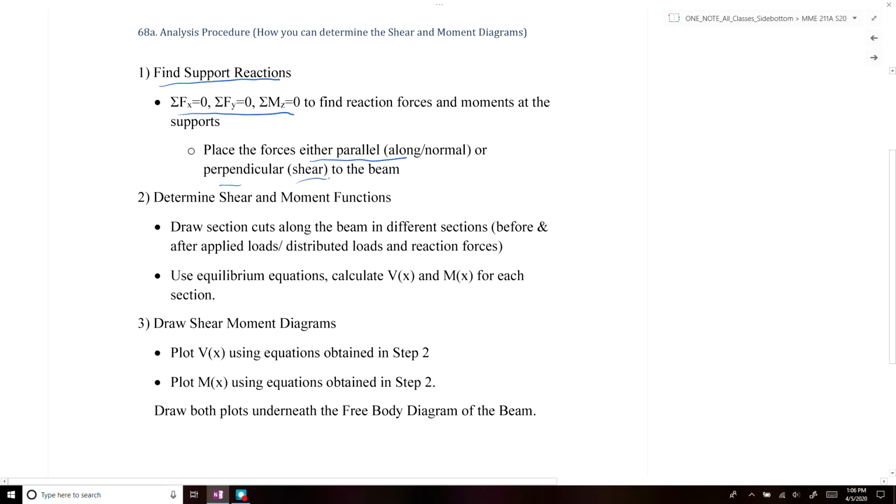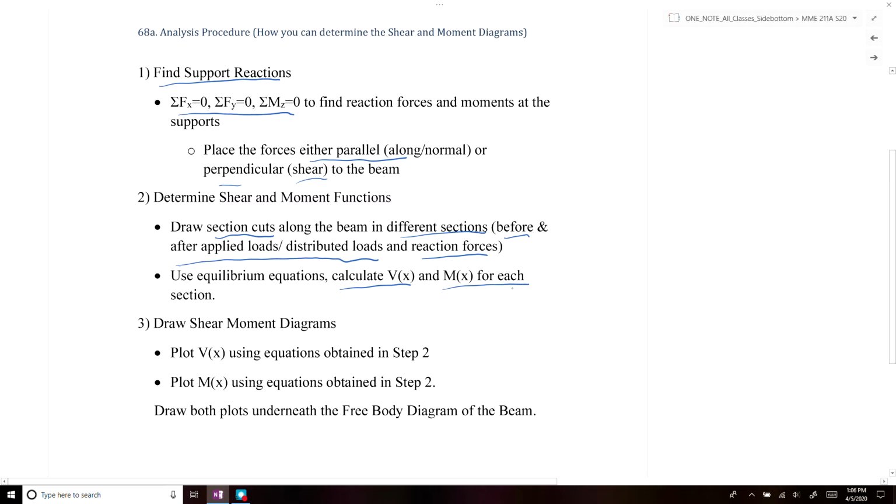Once we have our supporting reactions, we can determine the shear and moment functions as a function of x. To do that, you will draw section cuts along the beam in different sections. The sections will occur before and after applied loads and distributed loads, and before and after reaction forces, like to the left of where the force is applied, and to the right of where the force is being applied. Then we use equilibrium equations to calculate V of x and M of x for each section.